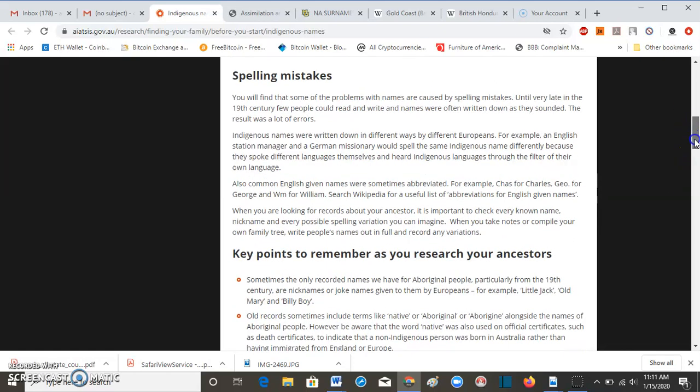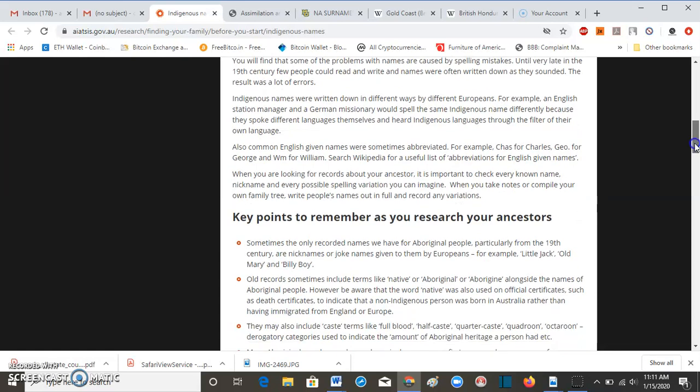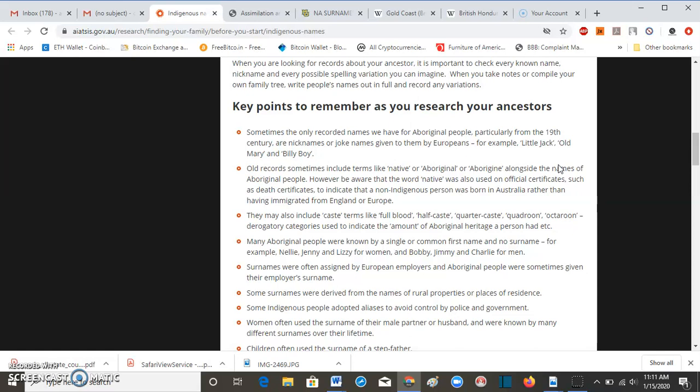So if you see right here, for example, Chas for Charles, J for George, and WM for William. I'm saying that was some of the examples. But check down here. Key points to remember as you research your ancestors. Sometimes the only recorded names we have for Aboriginal people, particularly from the 19th century, are nicknames or joke names given to them by Europeans. So it was always given, you know what I'm saying? That's what they call it, given names, right? If you look on your document, it says given name, okay? For example, Little Jack, Old Mary, and Billy Boy.